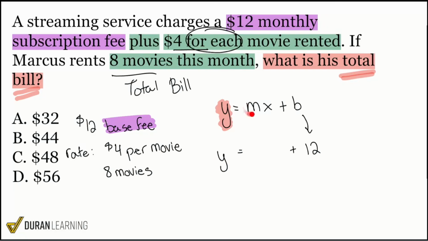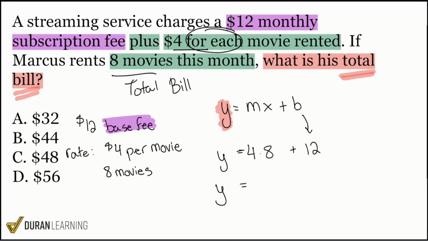That identifies the rate, and the word that comes after the word per or for each, that's the X. Because it's these two multiplied together that will give you that change in the cost. 4 per movie times 8 movies. Let's go ahead and write that down. 4 multiplied by 8. When we fill all of this in, everybody, help me out. 4 times 8 gives us what?